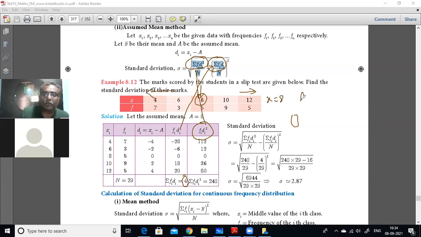So let us assume the mean. When you assume the mean, you should not write x bar. Only the real mean should be written as x bar. The assumed mean you should write as a. So let us assume a is equal to 8.